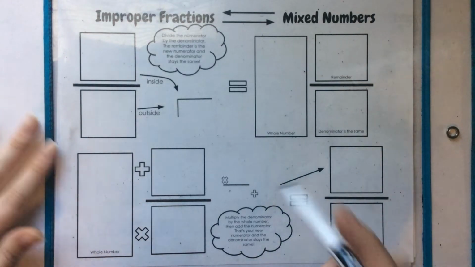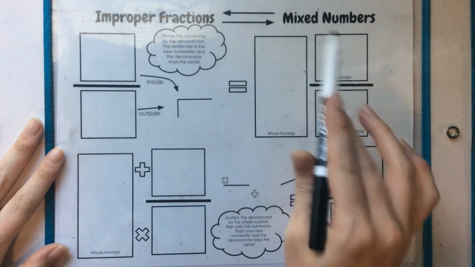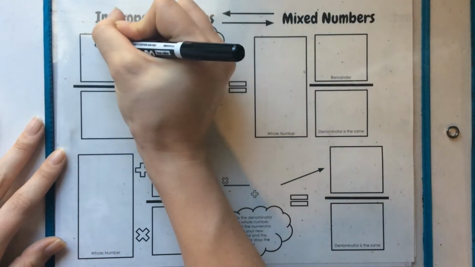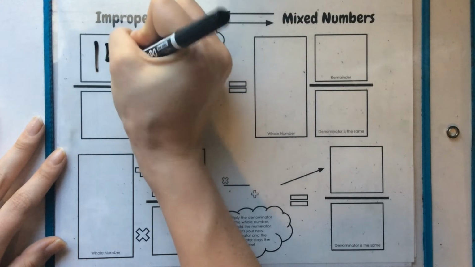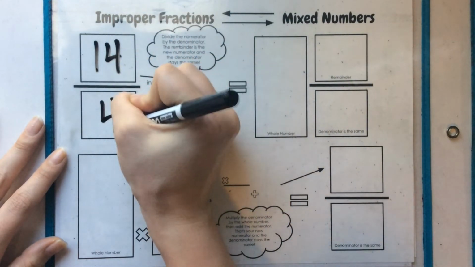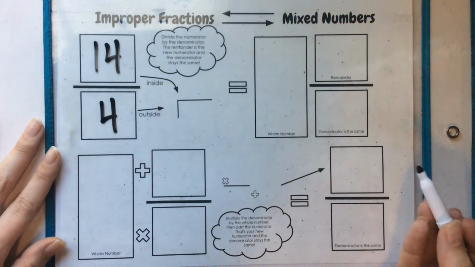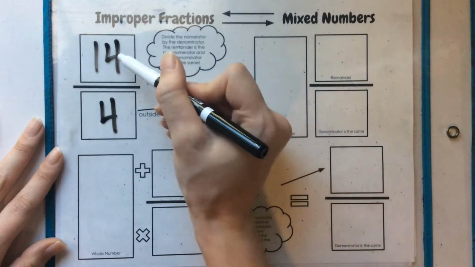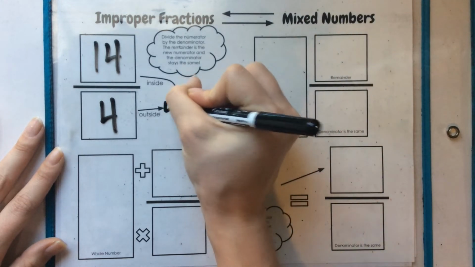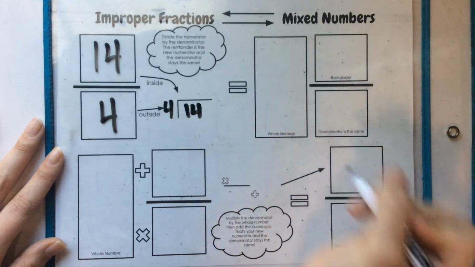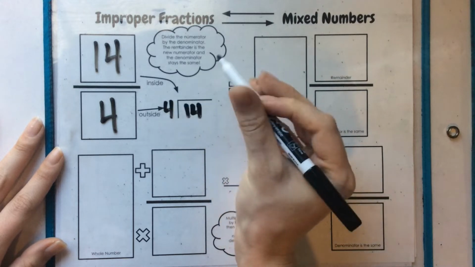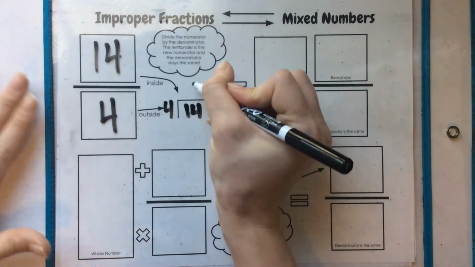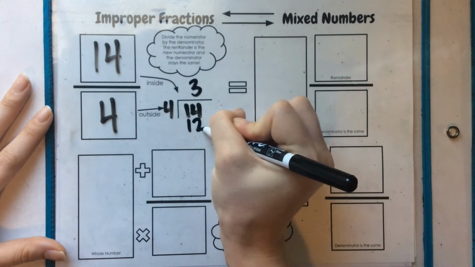Okay, let's do another example of an improper fraction to a mixed number and a mixed number to an improper fraction. Let's do 14 fourths. Ooh, 14 fourths. So we think about this fraction line as a division symbol. So we think 14 divided by 4. 4 is on the outside, 14 is on the inside. 4 can go into 14. Let's see. 4, 8, 12, 3 times, which is 12.